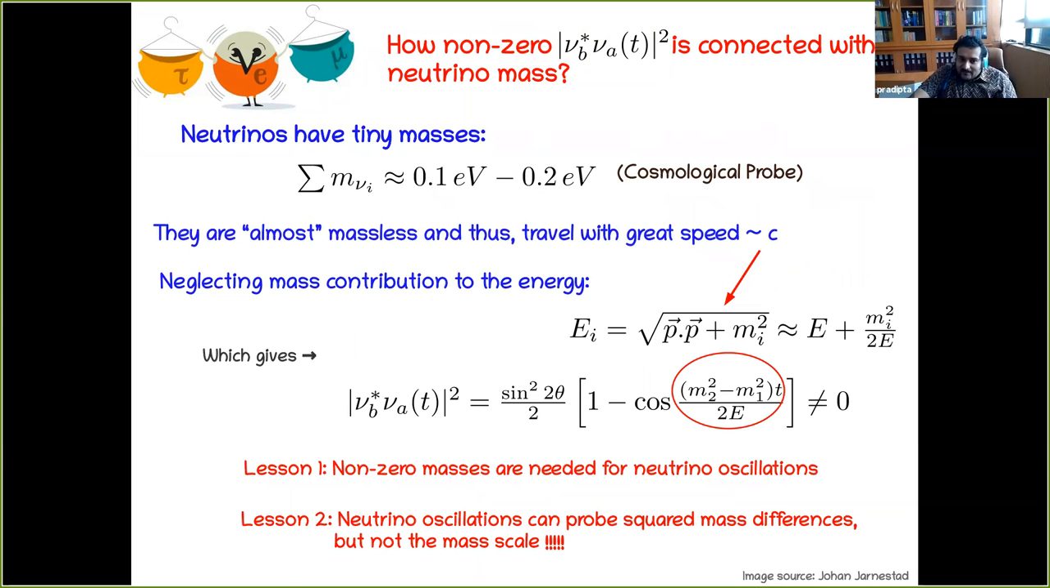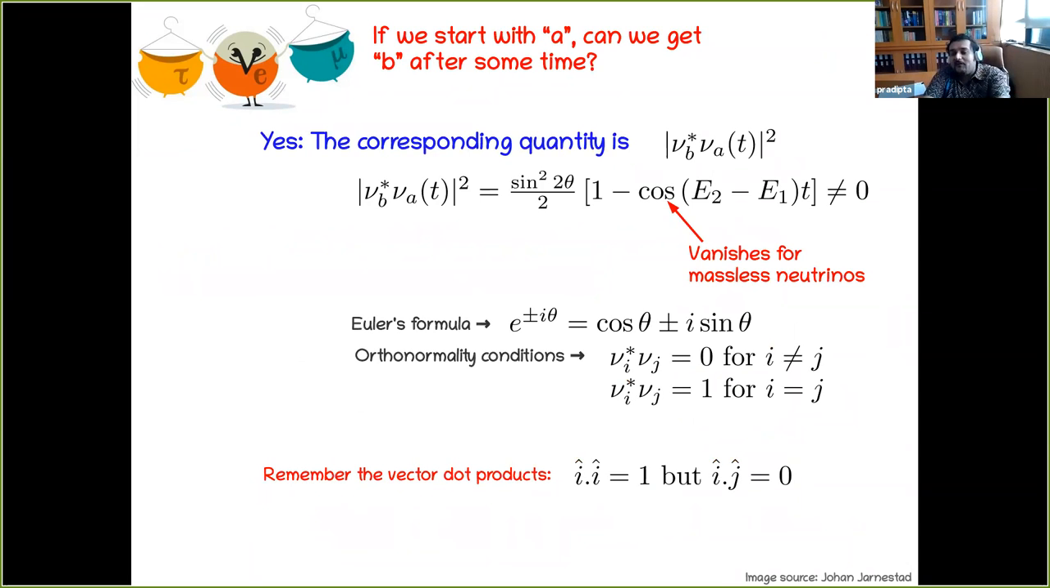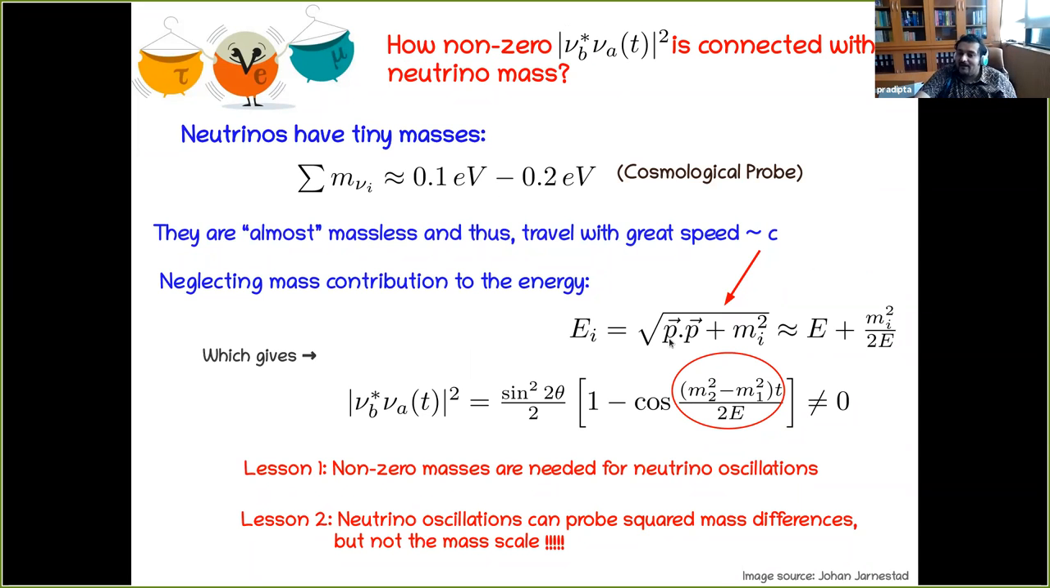In order to understand that, you have to do a little more expansion. And you have to use that neutrinos are almost massless in nature. They are traveling at a speed close to the speed of light, not at the speed of light, because at the end of the day they have masses, although very tiny, but non-zero. If you actually put that in, then this simple relation, E2 minus E1, reduces like this.